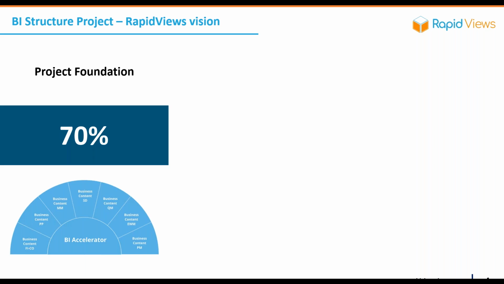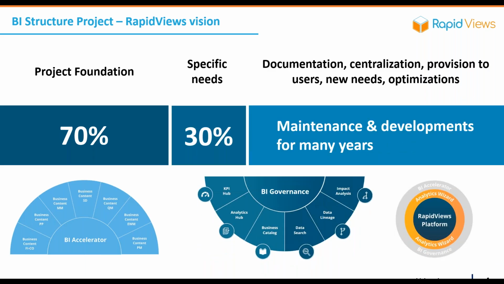It's for that reason that we built what we call the BI accelerator, which is a set of different business content for each SAP module. Of course, behind a foundation, you need to handle all your specifications to build your own KPIs, you need to define your own business rules, and after you need to maintain all of that. And for that, we built what we call the BI governance platform, where you will be able to handle and to centralize all your reports and all your views. So we'll talk about that.